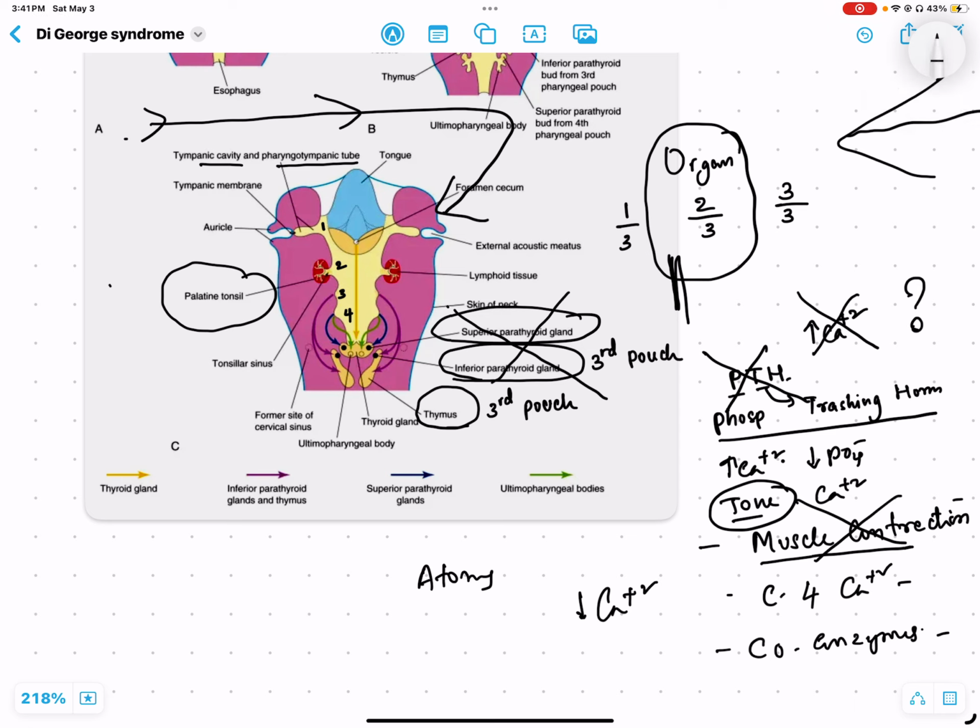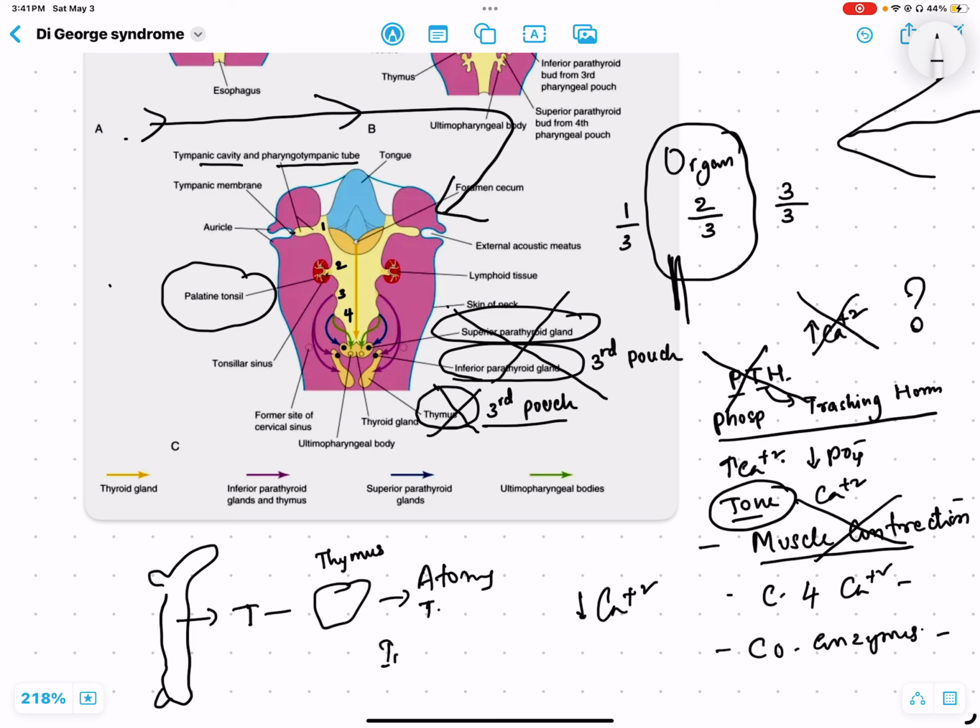Now let's understand the thymus. Because the third pouch is absent, it also contributes to the thymus, and we don't have a thymus now. T cells, remember, are born in the bone marrow, and they mature in the thymus. When the maturation doesn't happen, the T cells are not immunocompetent anymore. That's the reason this baby is going to have lots of infections.